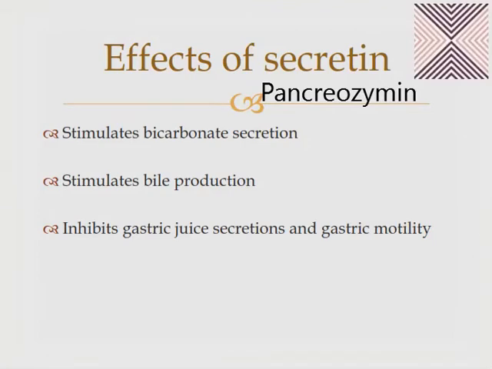There is a very important fact about the secretion of these two hormones from the intestinal mucosa. First of all, we are taking up the case of secretin. We have already discussed that secretin is secreted by the intestinal mucosa, but what is the stimulus? The stimulus for the secretion of the secretin is the acidic chyme. That means whenever the food is entering into the intestine from the stomach, it is having HCl. So that acidic nature of the food is stimulating the secretion of the hormone secretin.